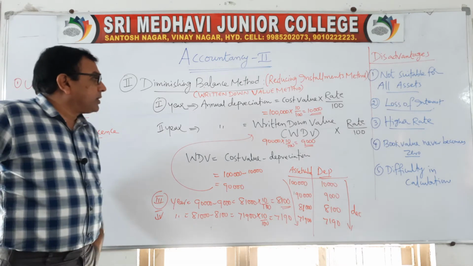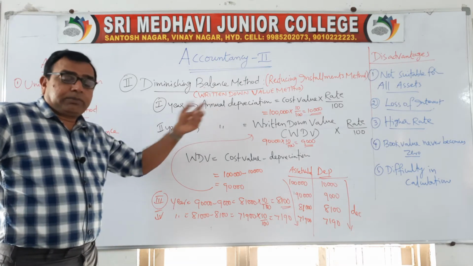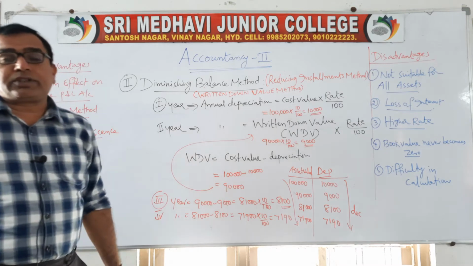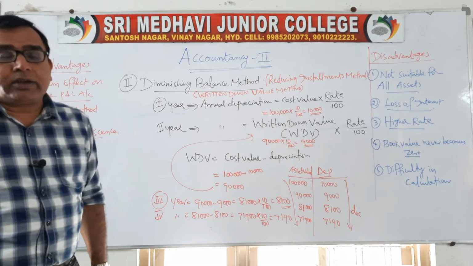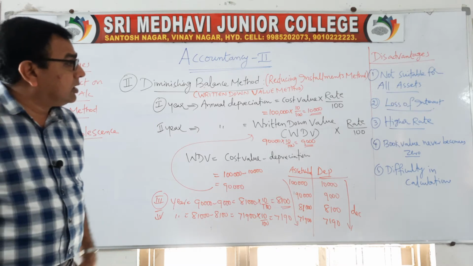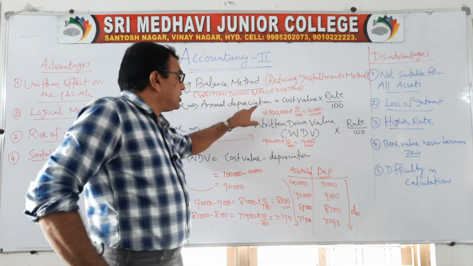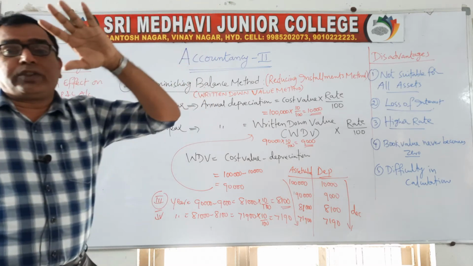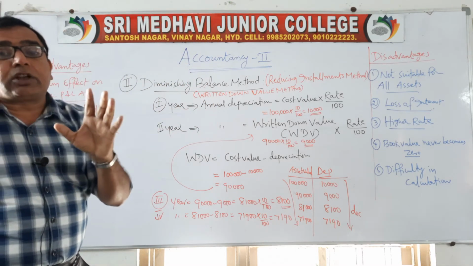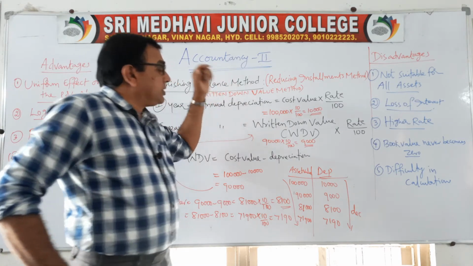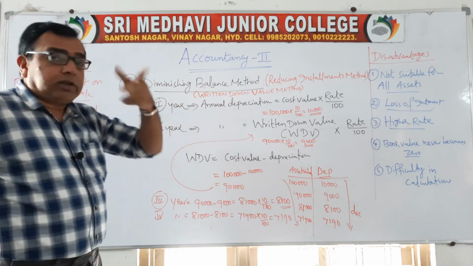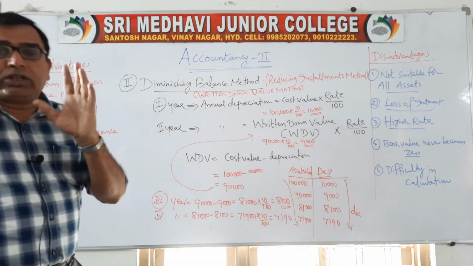In first year, the annual depreciation. In the previous class I told you, what is annual depreciation? The amount of depreciation provided for the period of 1 year is called as annual depreciation. That is cost value into rate by 100. This first year calculation is same, whether you are following fixed installment method or diminishing balance method. This annual depreciation calculation for the first year will get same answer in both the methods.